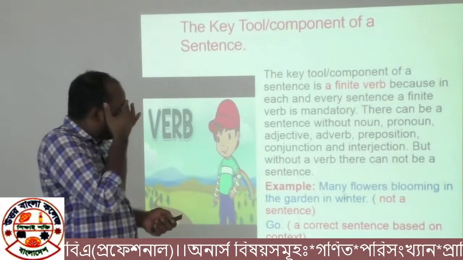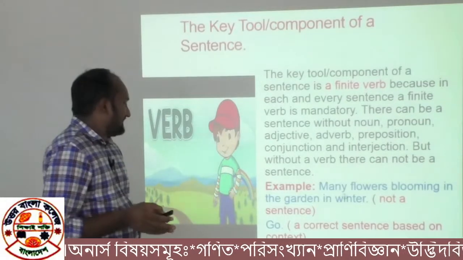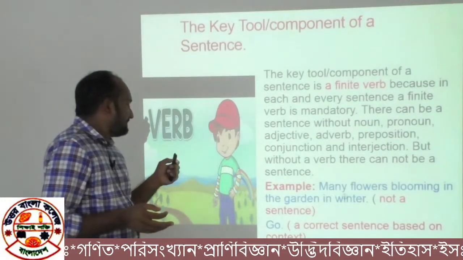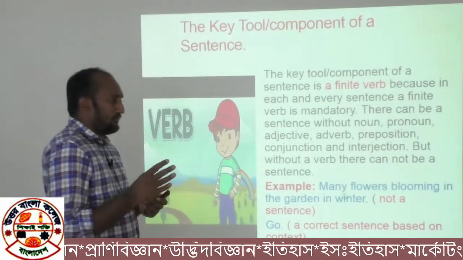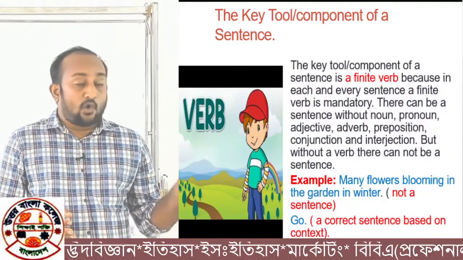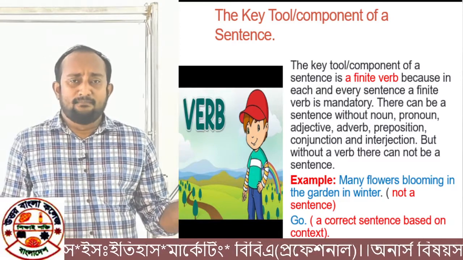On the other hand, "go" can be a sentence. It can be a correct sentence based on context, because this is only a word, and this word is called a verb from the perspective of parts of speech, but based on context it can be a sentence. It's an imperative sentence, we know.